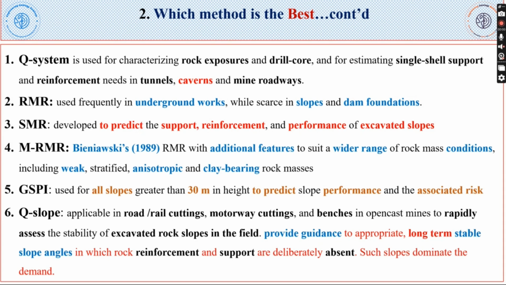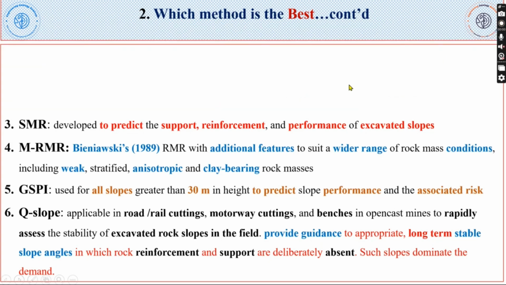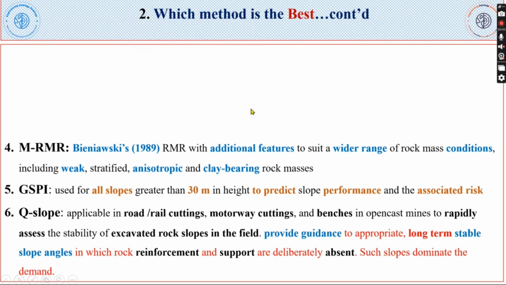The third method is known as the slope mass rating method. This slope mass rating, proposed by Romana, is used to predict support, reinforcement, and the performance of excavated slopes. The limitation with this slope mass rating is that it does not take into account the height of the slope, which is important in high slopes.